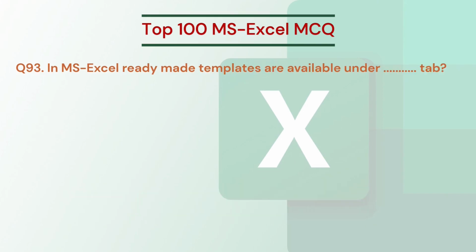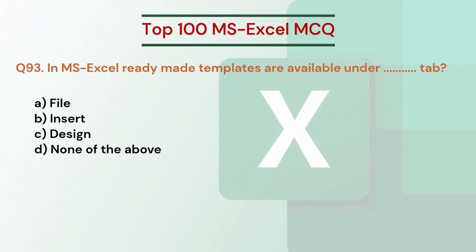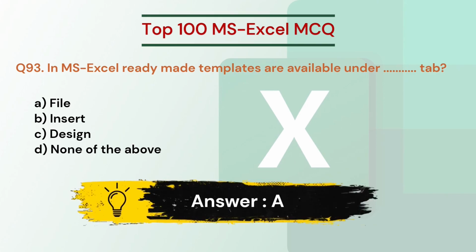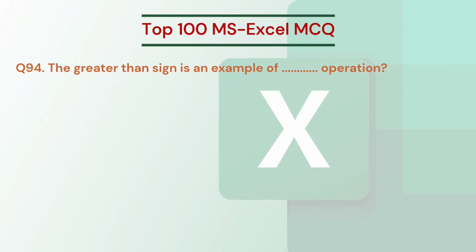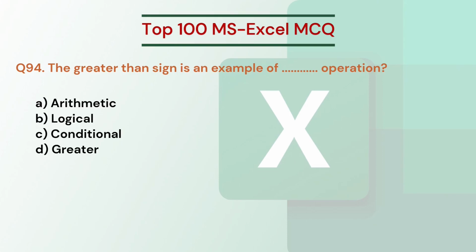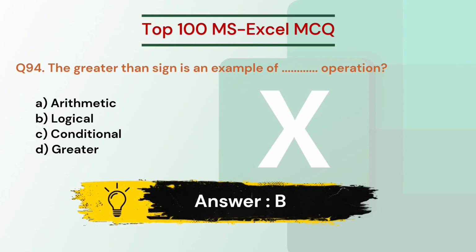Home. In MS-Excel, ready-made templates are available under dash tab. A. File. B. Insert. C. Design. D. None of the above. Correct answer is A. File. The greater than sign is an example of dash operation. A. Arithmetic. B. Logical. C. Conditional. D. Greater. Correct answer is B.